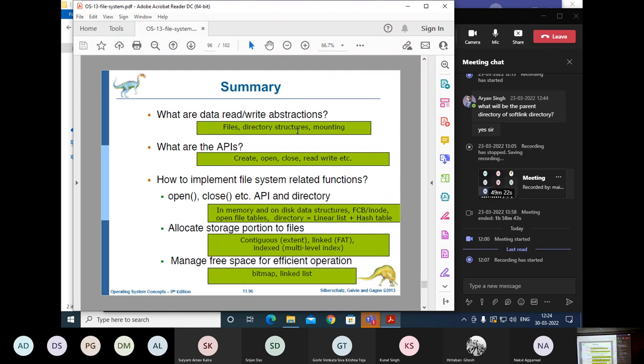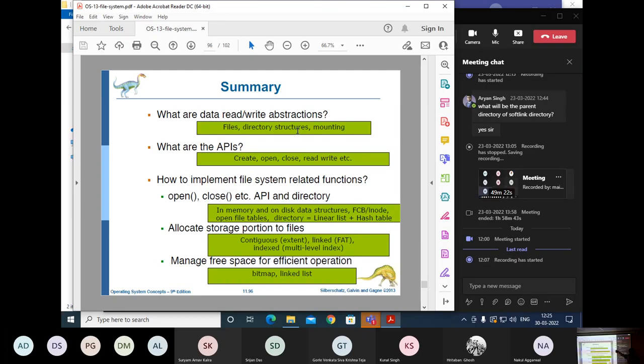So here's a summary. The first one is: what are the data read or write abstractions? Remember, at the beginning you just have a hard disk. You bought it from the market. You don't have anything else. No structure, nothing. And what is a hard disk to you? An array of blocks. The abstractions on that hard disk are files, directory structure, and mounting.